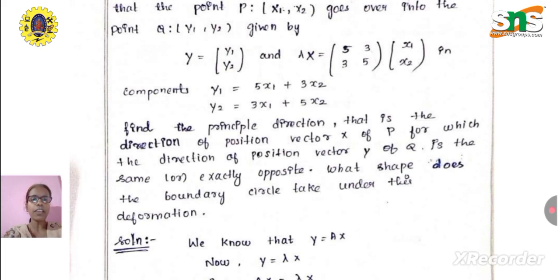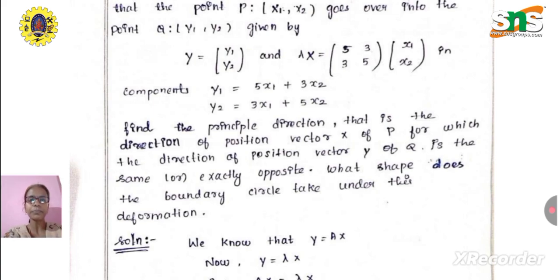Now we need to find the principal direction, that is the direction of the position vector x of P, for which the direction of the position vector y of Q is the same or exactly opposite. Either it should be same or exactly opposite. The next thing is, what shape does the boundary circle take under the deformation?